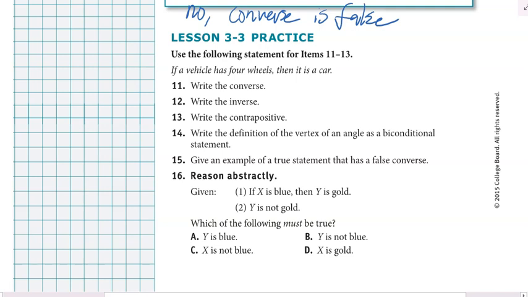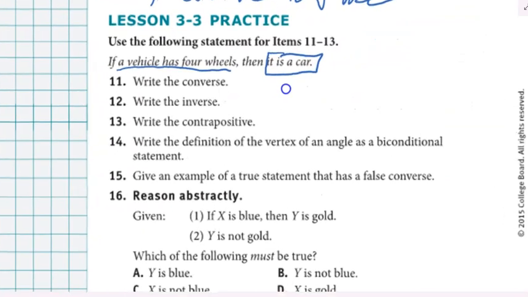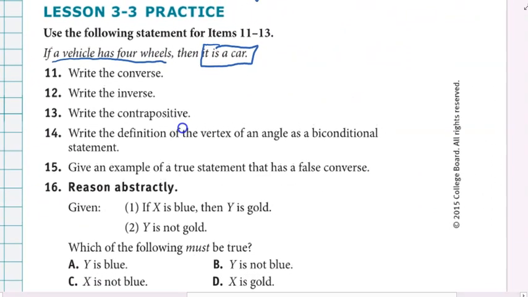Here we have a conditional statement, right? The converse, let's go ahead and do that. If a vehicle has 4 wheels, then it is a car. So it is referring to the car. The converse is if Q, then P. So I'm just going to flip the hypothesis and conclusion. I'm going to even make this a little bit shorter. For the converse, it's Q, then P. So if a vehicle is a car, then it has 4 wheels.